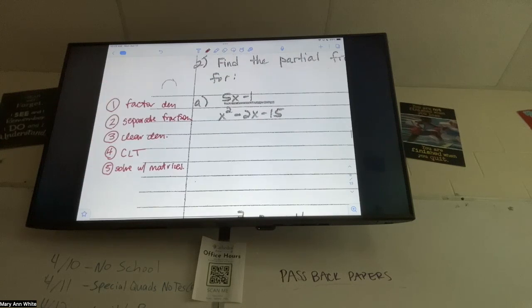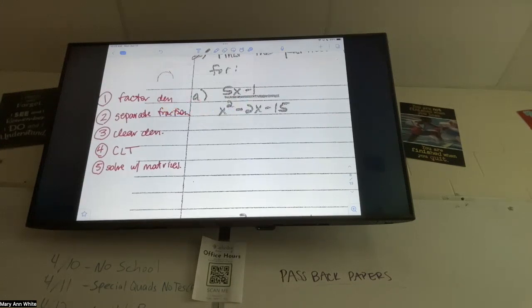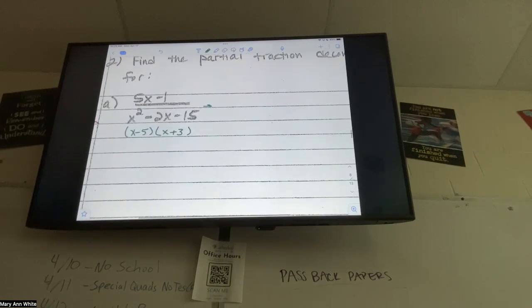So first things first, let's factor the denominator. What does the denominator become when we factor it? Good, x minus 5, x plus 3. And so now when we set this up, we're going to separate this fraction into 2 other fractions. One denominator is going to be x minus 5, one's going to be x plus 3. I do like to rewrite my original one though. It's important to know what this is equal to. We can't just take it independent, on its own.